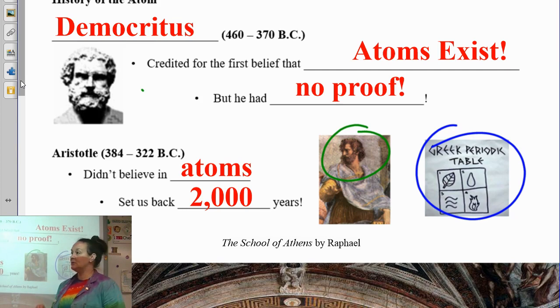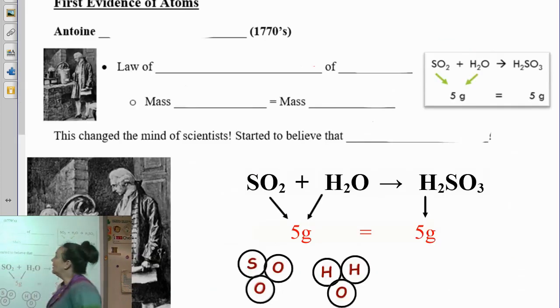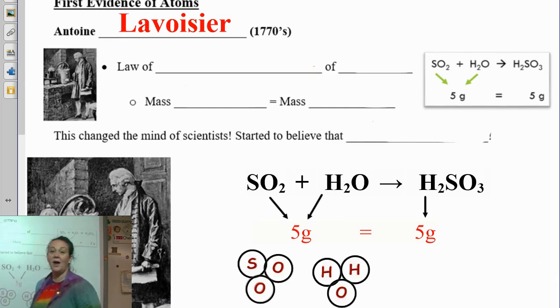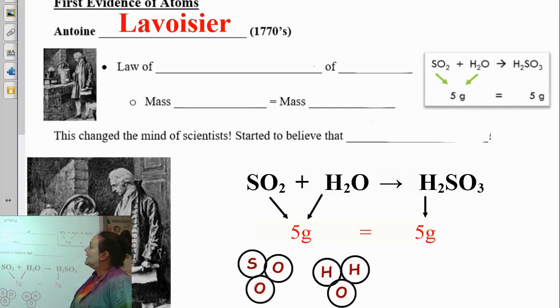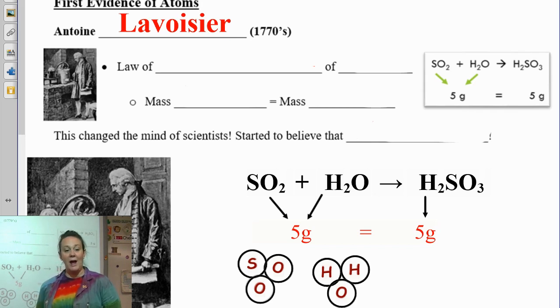Okay. Then eventually we ran into some pieces of evidence that would lead us to believe otherwise. So we're going to fast forward all the way up to the 1700s. And the next guy we're going to talk about here, his name is Antoine Lavoisier. And if you can pick up from his name, Lavoisier, he is of French descent. And what he was working on was the law of conservation of mass.